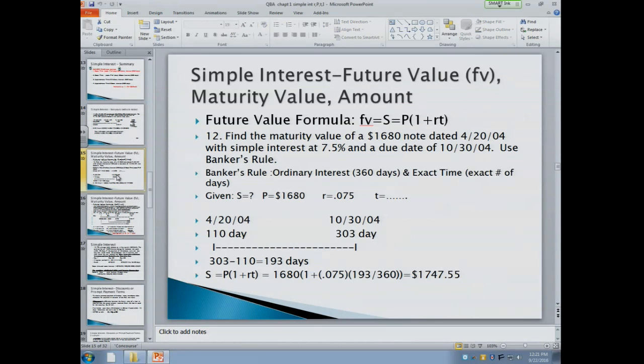Find the maturity value of $1,680, dated 4/20/04 with simple interest of 7.5%, due date of 10/30/04. Again, just practicing putting the days, writing the timeline and writing the givens. This time we don't go between two years, it's the same year. So we just have to subtract 110 from 303 days, and we've accumulated interest for 193 days.